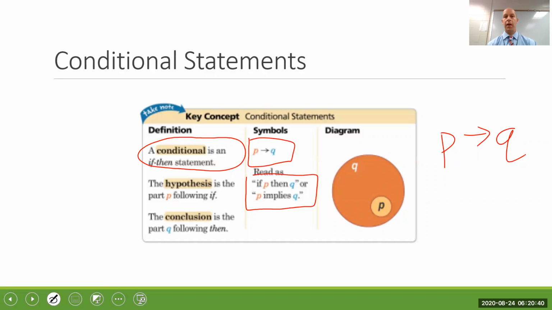If P, then Q. The P part is called the hypothesis. And the Q part is called the conclusion. P is the hypothesis and Q is the conclusion. In order for a conditional statement to be true, P must be true, and then Q will be true.